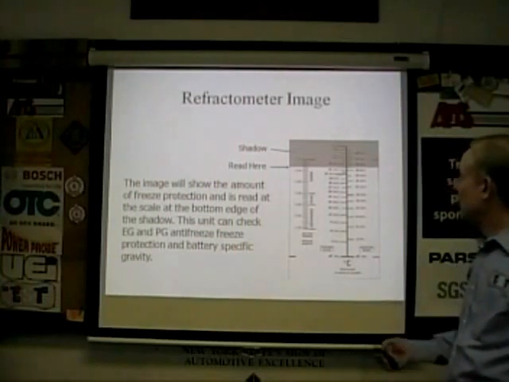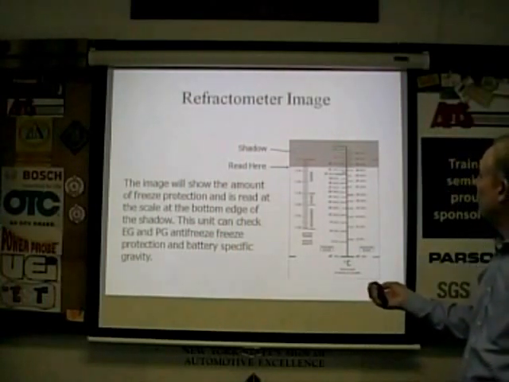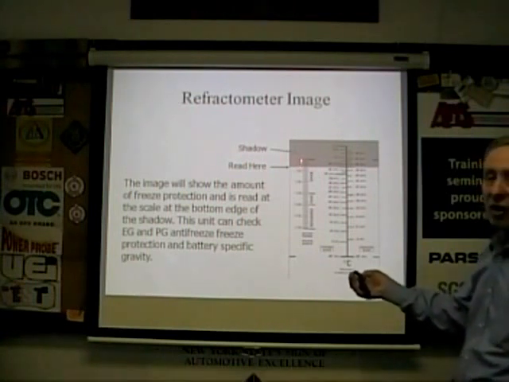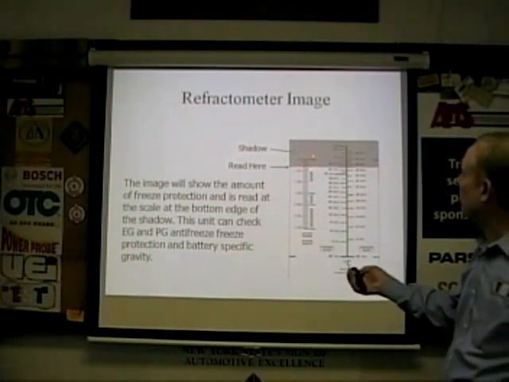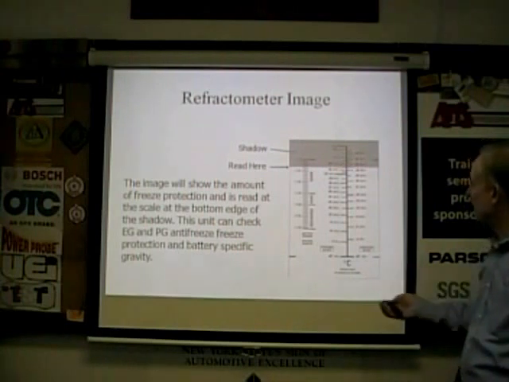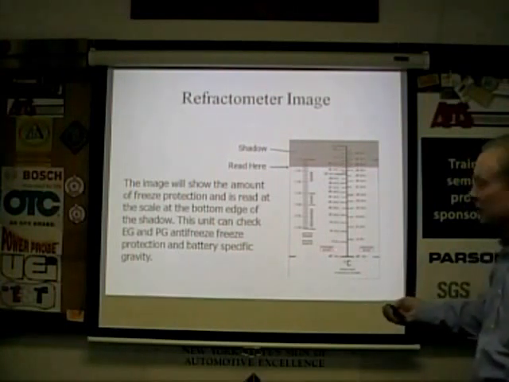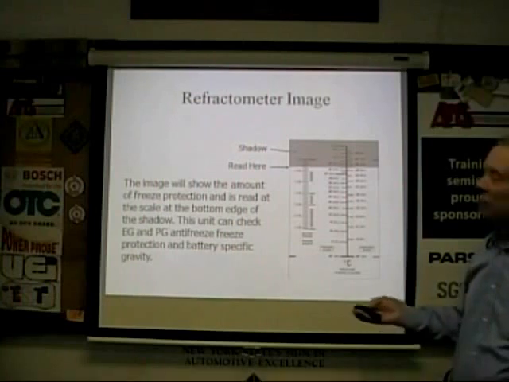Here's the refractometer, and you read it where the light goes to dark. And you read it off a scale based on whatever the liquid is you're reading. It's very easy to use.